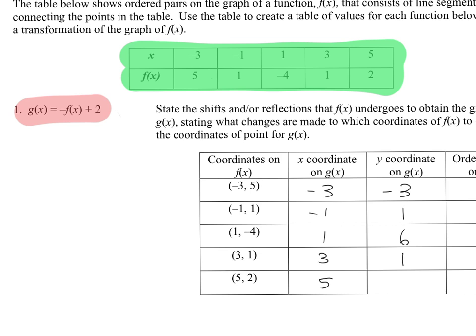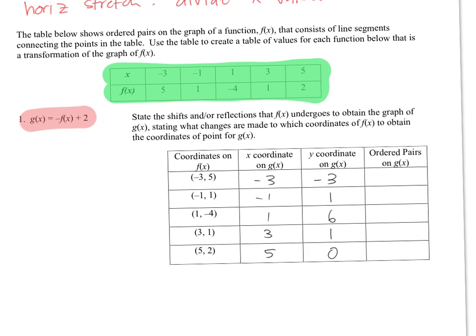2, negated, and then add 2. So the transformation of that function under g of x would give me a new set of ordered pairs: -3, -3, -1, 1, 1, 6, 3, 1, and 5, 0.